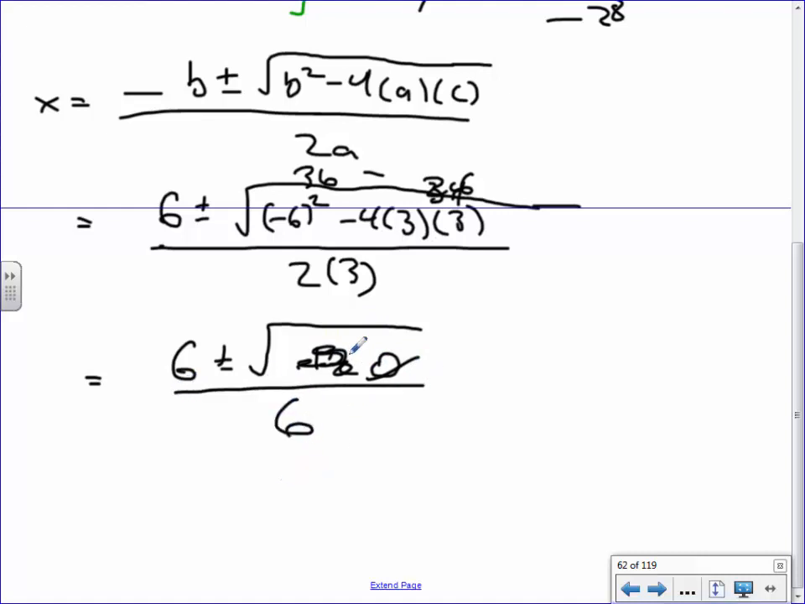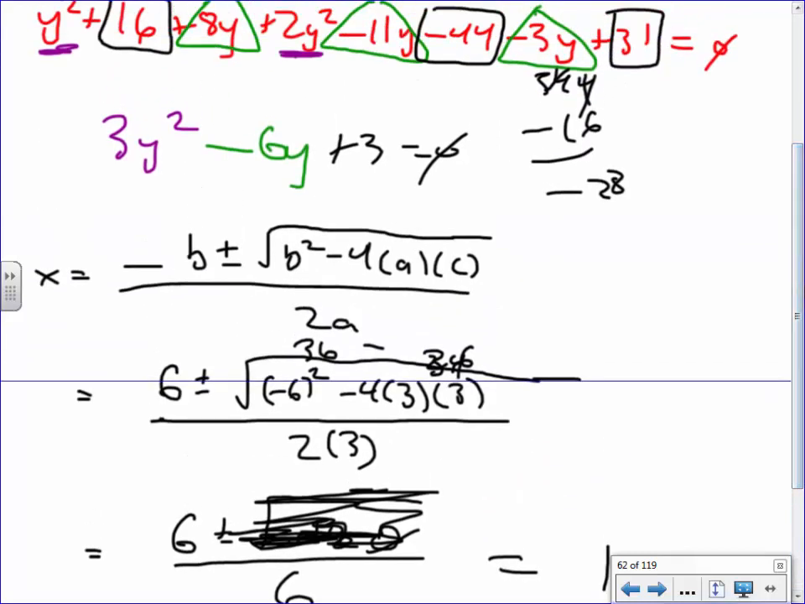Did he talk about what happens when the discriminant is 0? How many answers do you... Yeah, you just have one answer, actually. It's an anomaly. It doesn't happen very often, but in the rare fluky scenario that this is equal to 0, then really what happens when you add or subtract 0? You get nothing. You guys all okay with 6 over 6 being equal to 1?